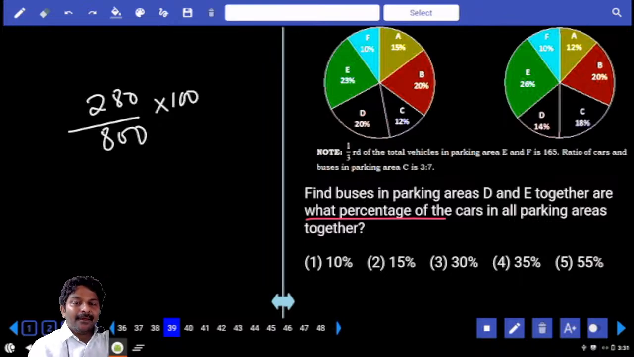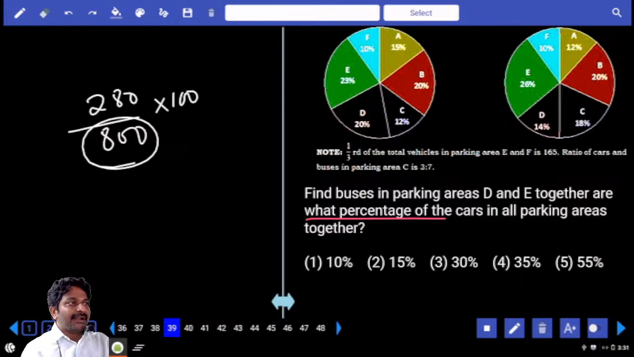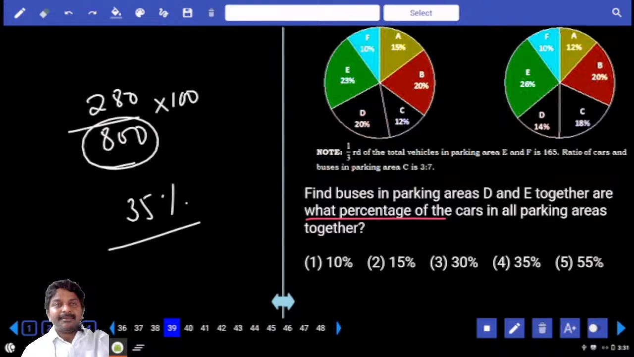What is 25% of the denominator? 1/4, 200. Our numerator is 80 more than that. 80 is 10% of the denominator. 25% plus 10%, answer 35%.